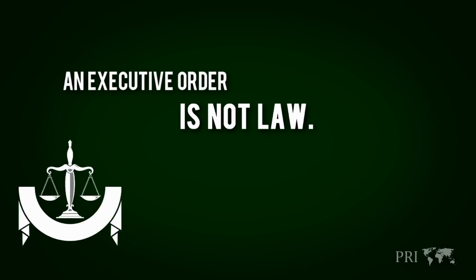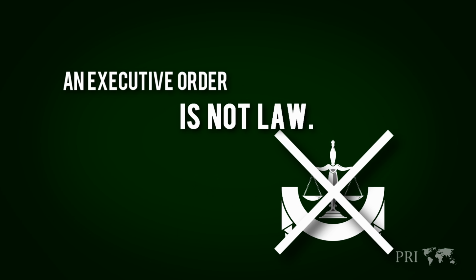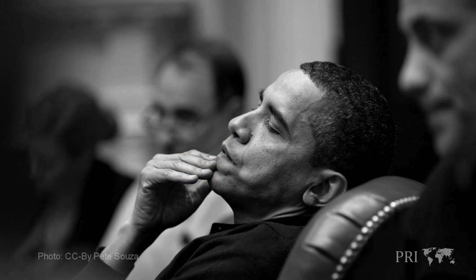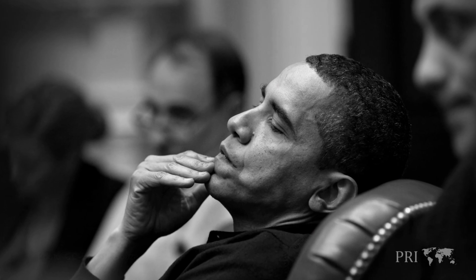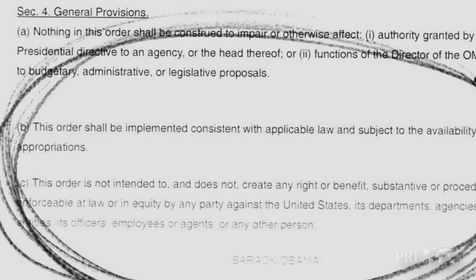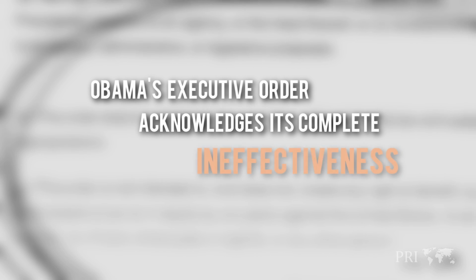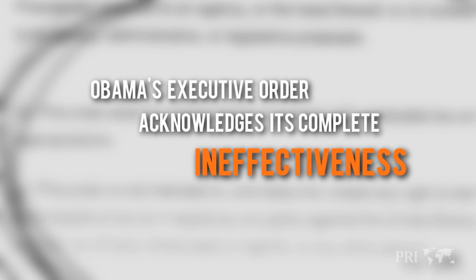An executive order cannot amend a bill. An executive order is not law, so it doesn't have the same legal basis as the language that's actually written into the law itself. Now, Obama's legal team knew this, and Obama himself is a graduate of Harvard Law School. And that's why at the end of the order is a clause that reminds the reader that an executive order can only be followed if it is consistent with the laws that are already on the books. So even Obama's executive order acknowledges its complete ineffectiveness in the face of the law.